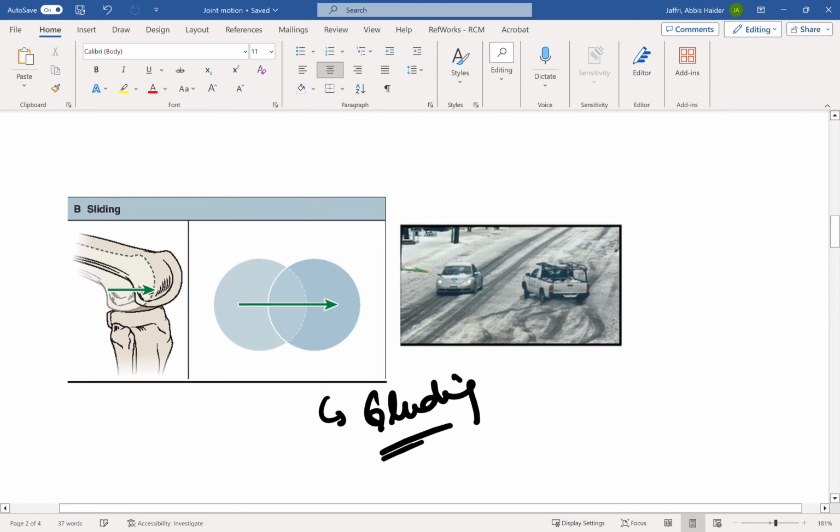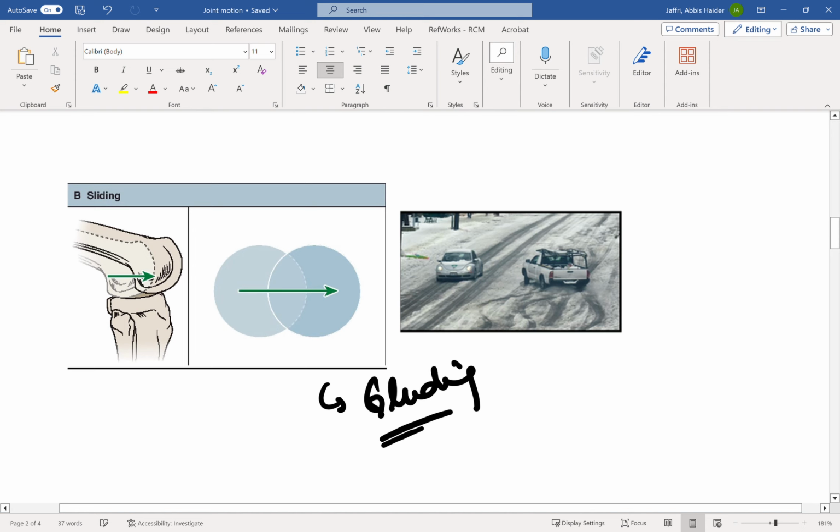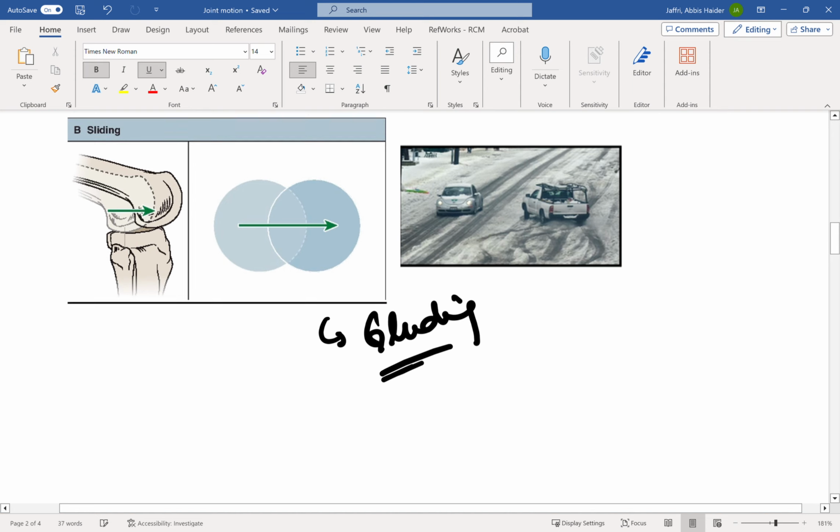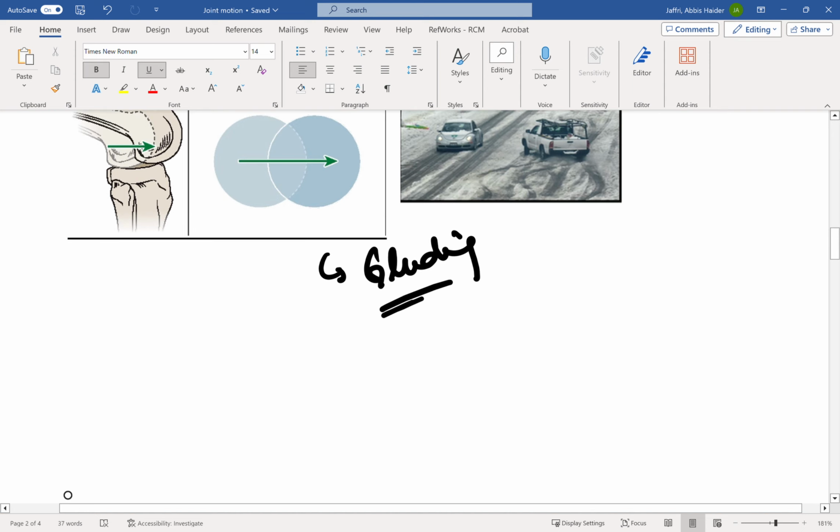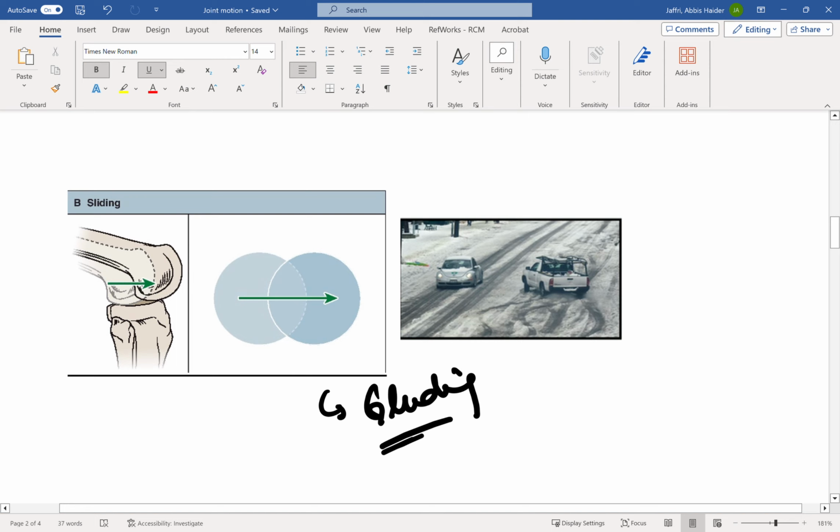Okay, another important thing about the gliding motion is that the direction of the gliding motion basically depends upon the surface that is moving. Now that's a very important point here, because if the sliding or the gliding motion is because of the convex surface, then the osteokinematic and the gliding motion would be opposite to each other.